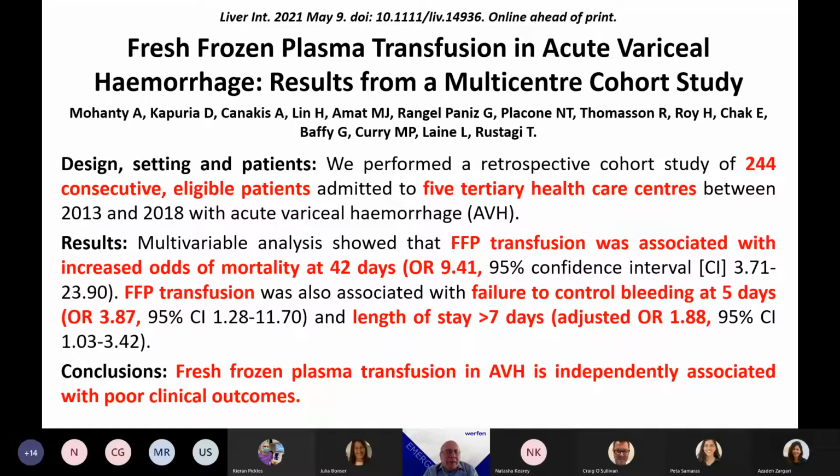So that means, yes, we give more products, but we increase mortality and even don't control bleeding, because fresh frozen plasma is not effective to correct the coagulopathy in cirrhotic patients, but it's very effective to increase portal hypertension.